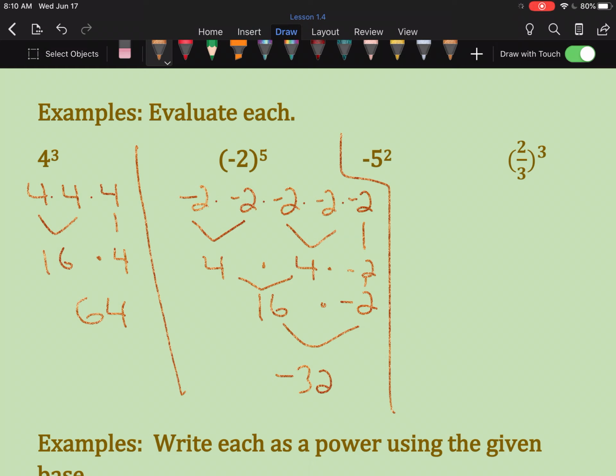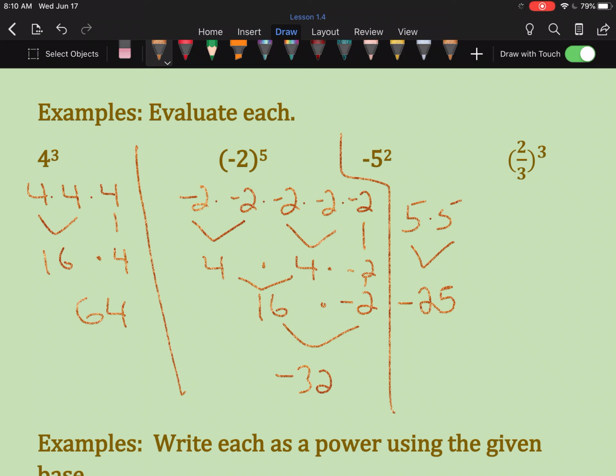Next we have negative 5 squared. The key thing here is there are no parentheses. The lack of parentheses means the answer is negative. So this says we have 2 5's to multiply together and then make it negative. So we're going to do 5 times 5 is 25 and make it negative. Okay. No parentheses, just means make the answer negative.